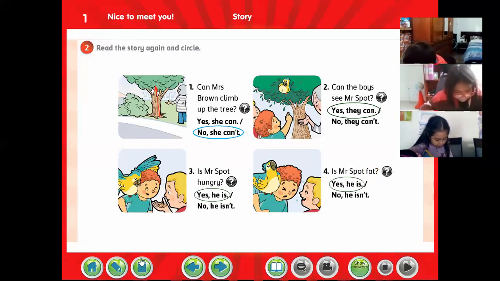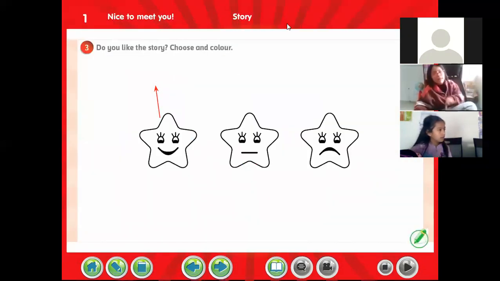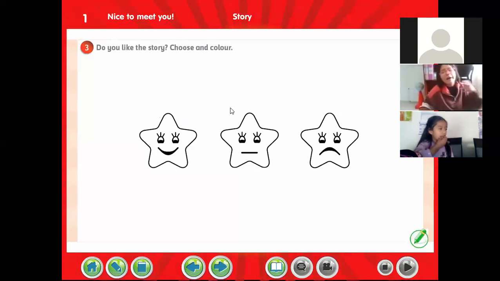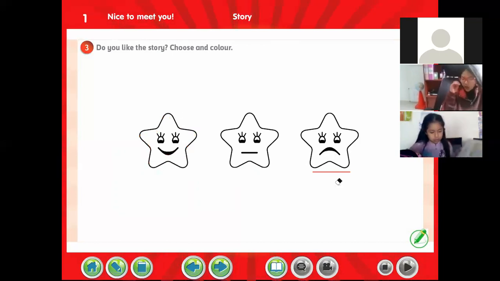Let's continue, okay? This is about the story. This question is for you, my friend. Did you like the story? Color. In my opinion, I like the story, no? About the parrot. So I'm going to color the happy face. Then I'm going to color this because I like the story. This is so-so, a little so-so. And this is, I don't like the story about Mr. Spot. This is for you, please, okay? Color in your book.